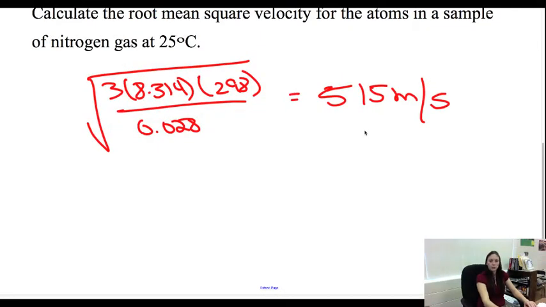Try the next one. Calculate the root mean square velocity for nitrogen. The only thing that's changing here is my mass, and I'm going to have 515 meters per second.